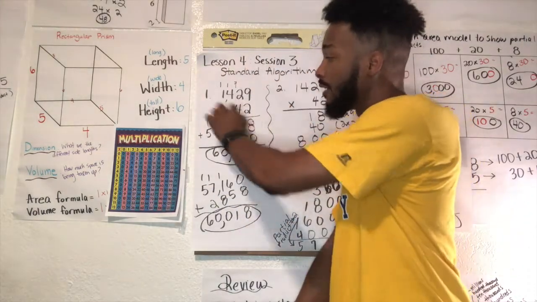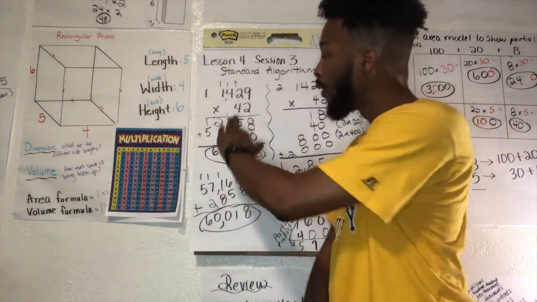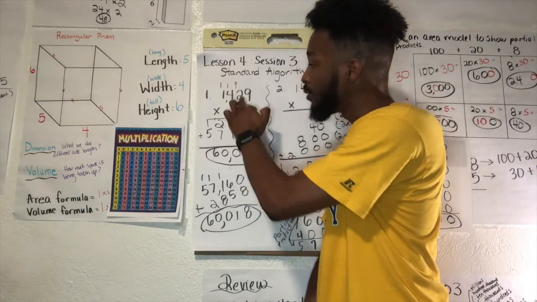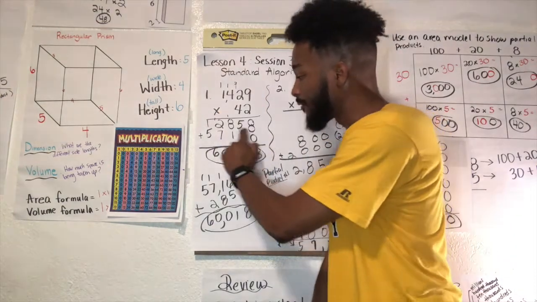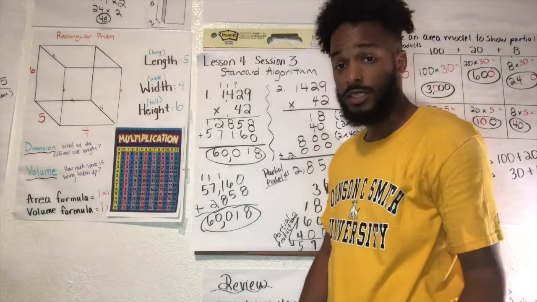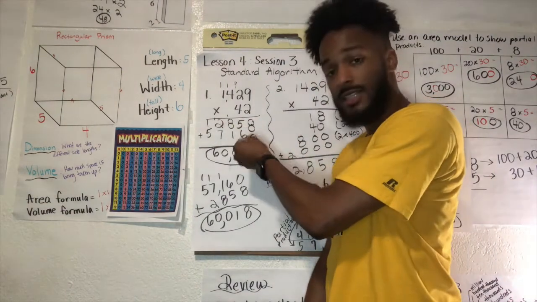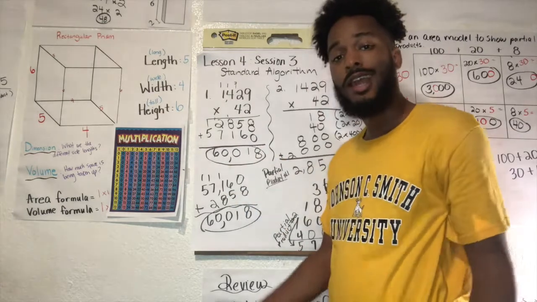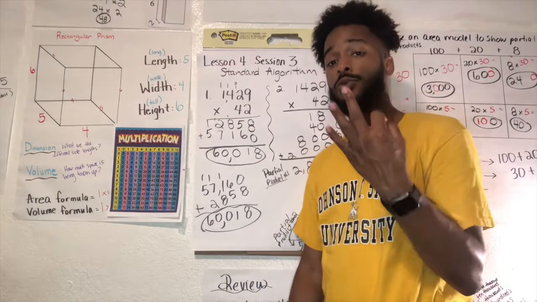Then we regrouped as we needed and carried over the ones as we had to, right? Then we multiplied with the 4 in the tens, 4 times 9, 4 times 2, 4 times 4, 4 times 1, and we regrouped as we needed. And that gave us 57,160. After we got our partial products, we added them and found the sum, which is the total product of 60,018.